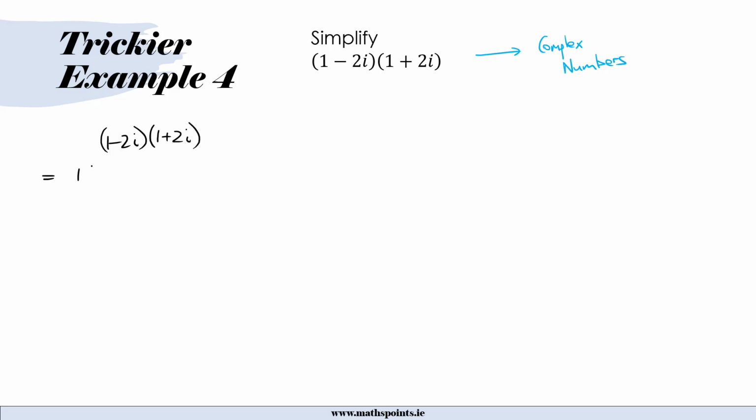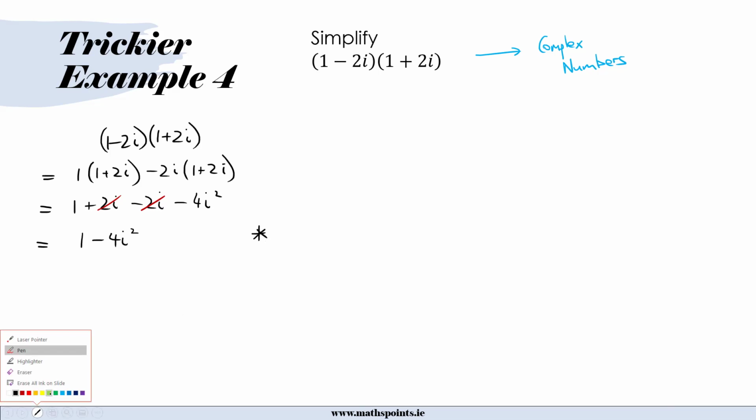And opening up the first bracket, we have 1 on 1 plus 2i minus 2i on 1 plus 2i. So 1 by 1 is 1, 1 by 2i is plus 2i, minus 2i by 1 is minus 2i, and then minus 2i by plus 2i is minus 4i squared. We can see that the 2i and the minus 2i cancel, and they give you 0, and then we're left with a final answer if we were just concerned with multiplying out the brackets of 1 minus 4i squared. And again, I'd put an asterisk beside that, and if we can do that much, that's as far as we really need to know for this lesson.